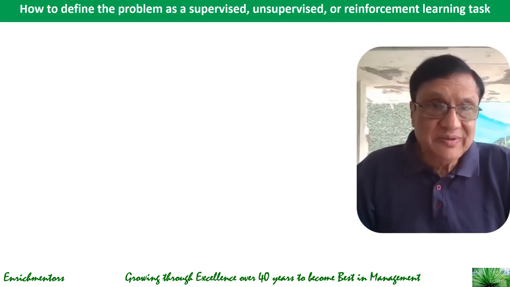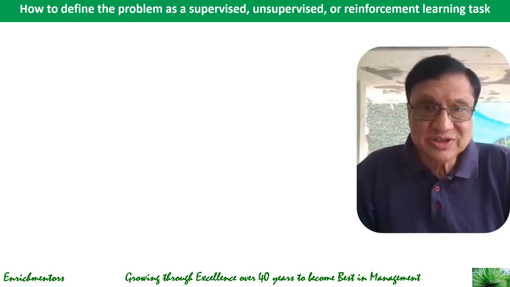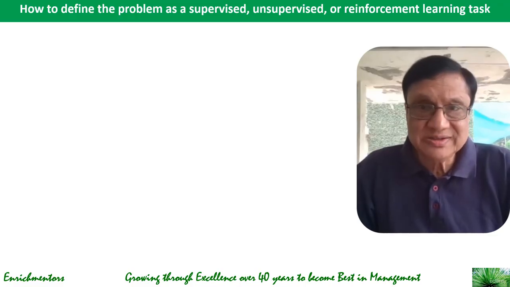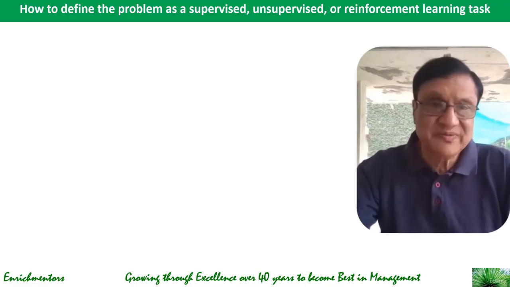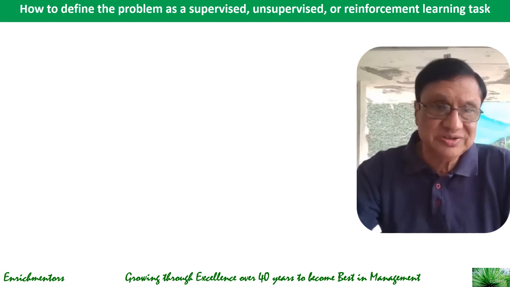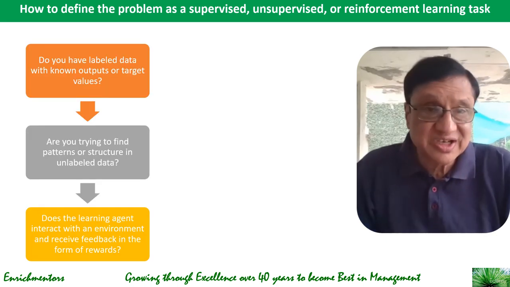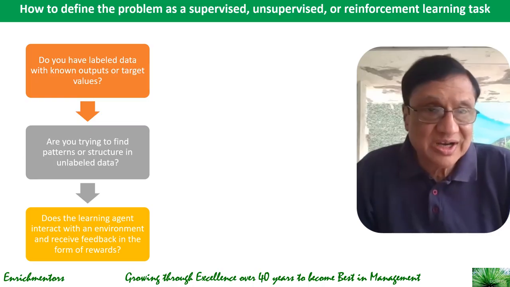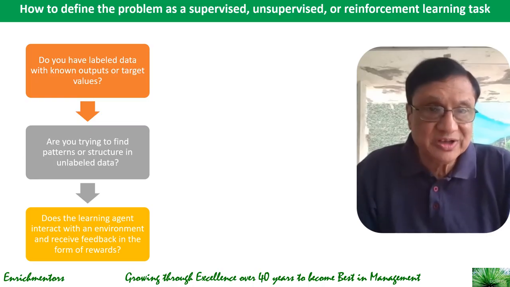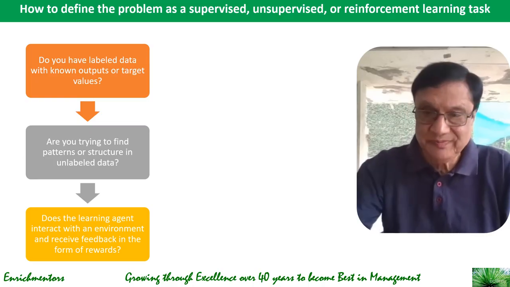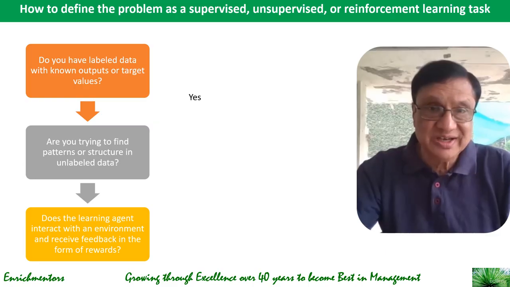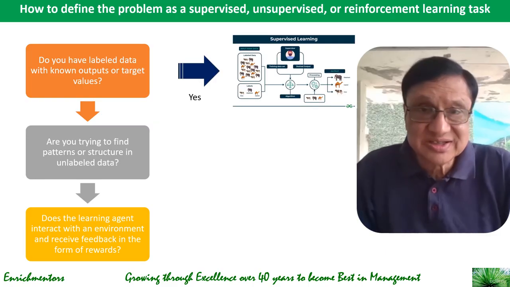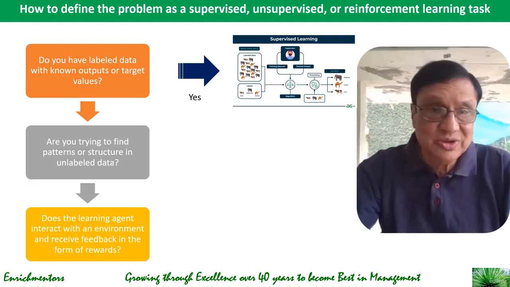So to define the problem as supervised, unsupervised, or reinforcement learning, you need to ask a few questions. And what are these questions? You need to ask three questions. Let's take them one by one. The first question that you need to ask is, do you have labeled data with known outputs or target values? And if the answer is yes, then this is clearly a supervised learning task. If the answer is no, then you go ahead and ask the second question.